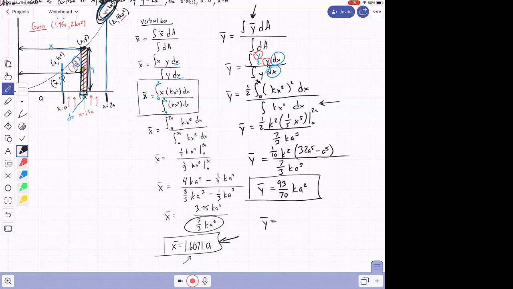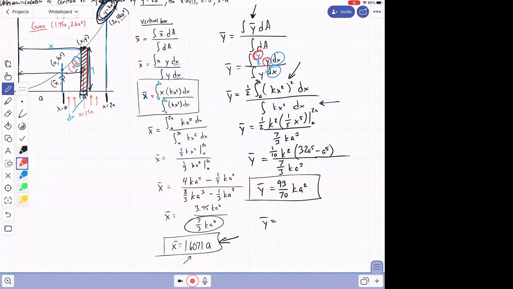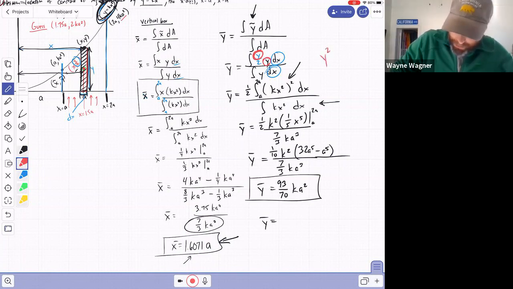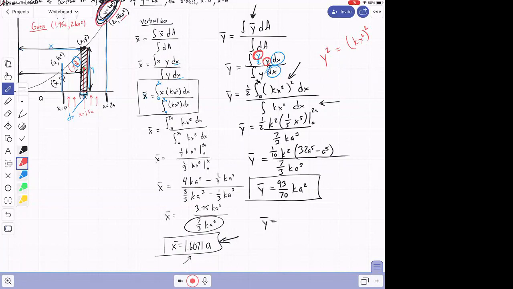Why is kx squared squared in the third step? Kx, why is this squared? Because we've got a y squared. And so I'm basically changing y squared into kx squared squared because y equals kx. Oh yeah, I forgot. Yeah, there's two y's. That does make sense. Okay.